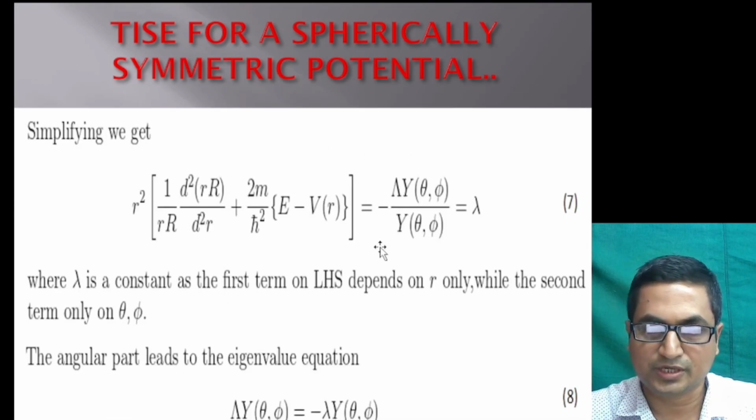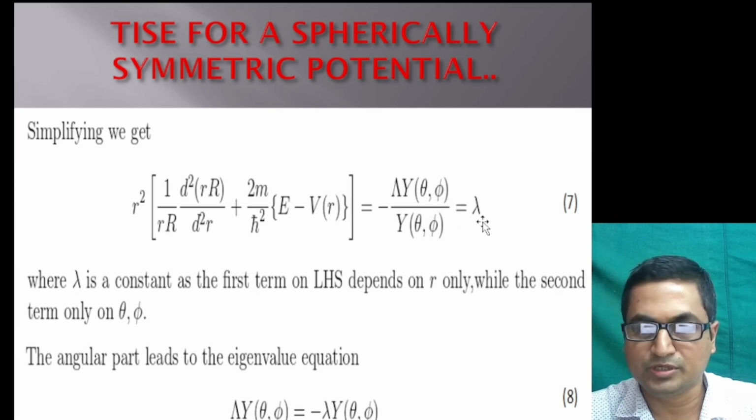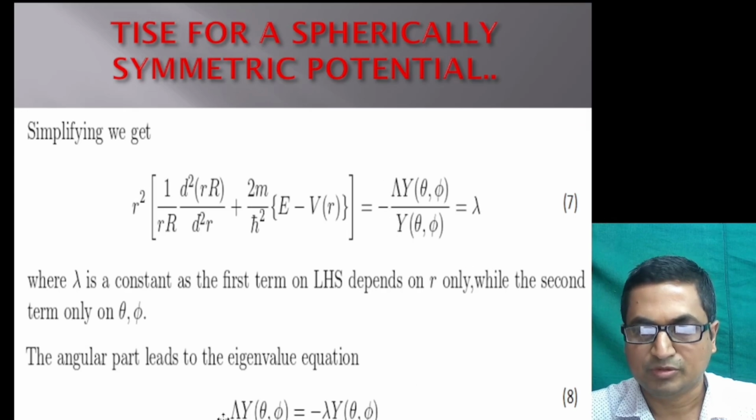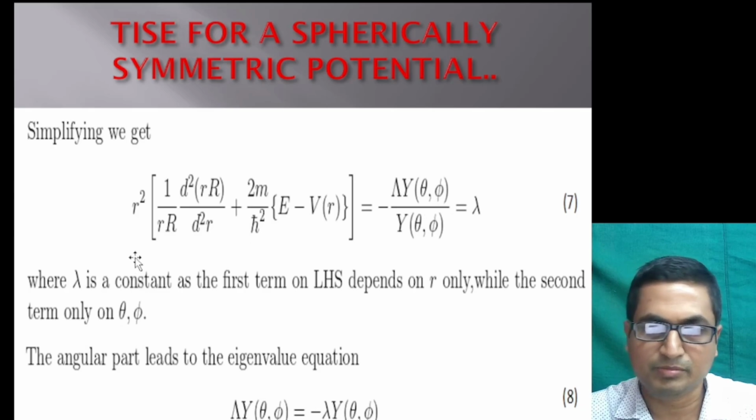So with all this, since the left-hand side is dependent on small r, and the right-hand side on theta and phi, we put it equal to some constant, lambda. Considering only this term having the minus sign, we get a relation like this. We will call this the angular part and this part the radial part, because the angular part is dependent on angles theta and phi, and the radial part depends only on distance r.